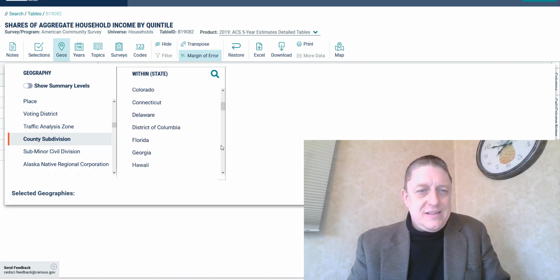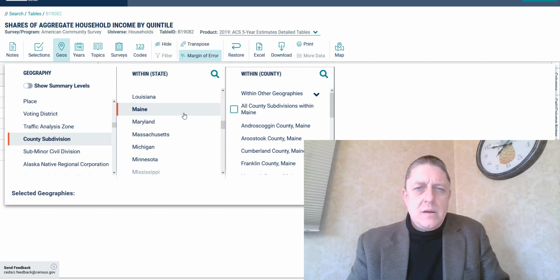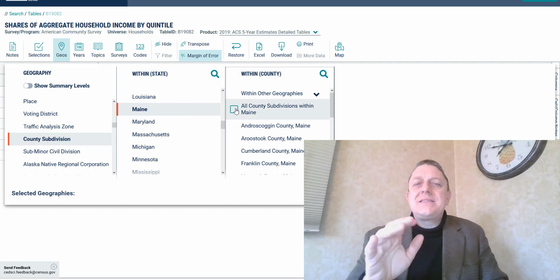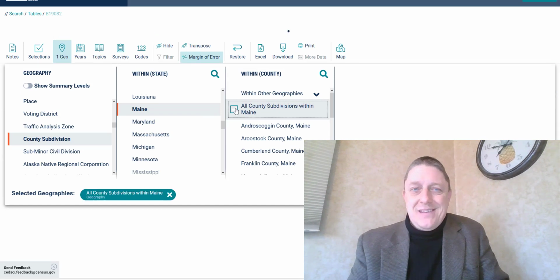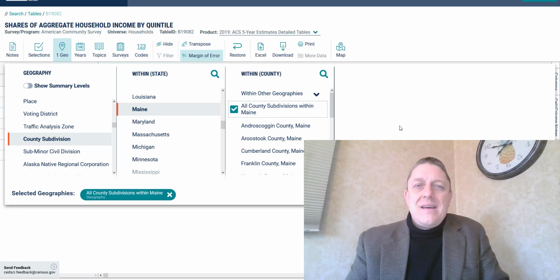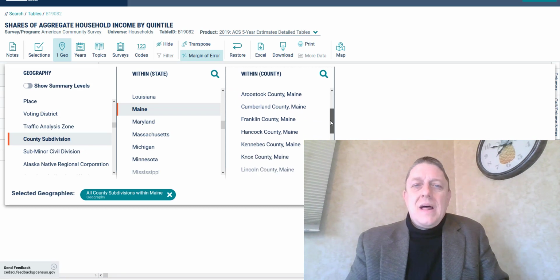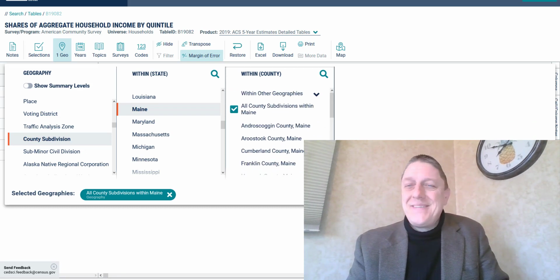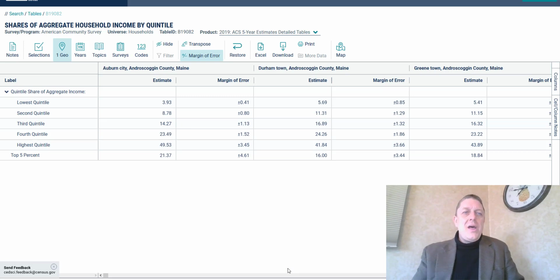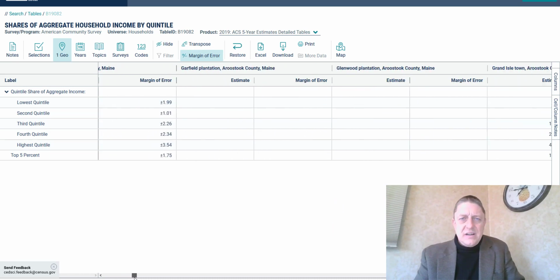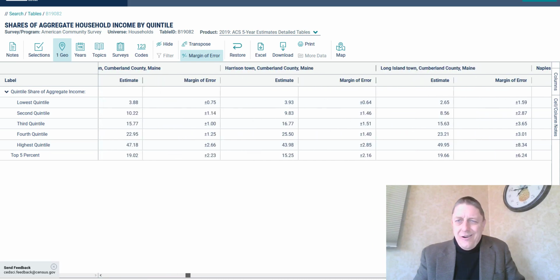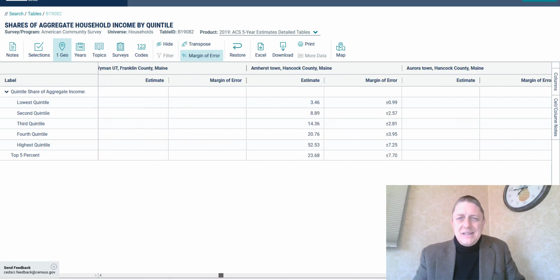And then we're going to look within the state of Maine. And now let's just click all county subdivisions within Maine. Okay. And then we'll see a lot of them in just a moment. Let's close this and see what we've got. Oh, okay, great. Now they're organized by county, but let's go over and check Knox County, which is where Appleton, I believe, and Hope are. If Appleton's not in Knox County, it's on the border of Knox and Lincoln. So let's go take a look.